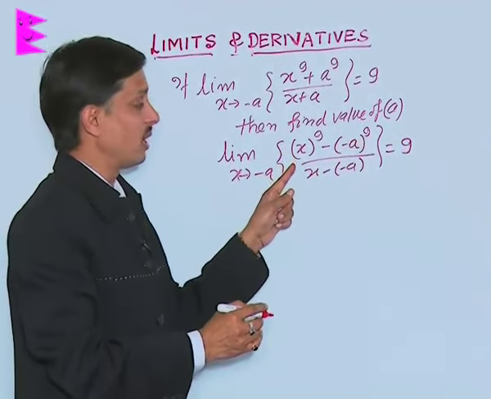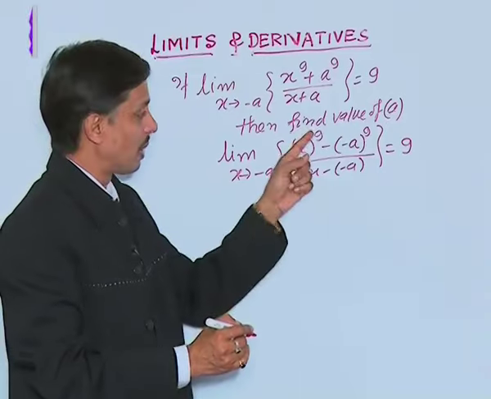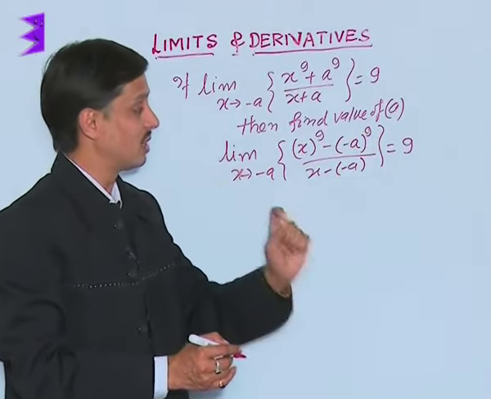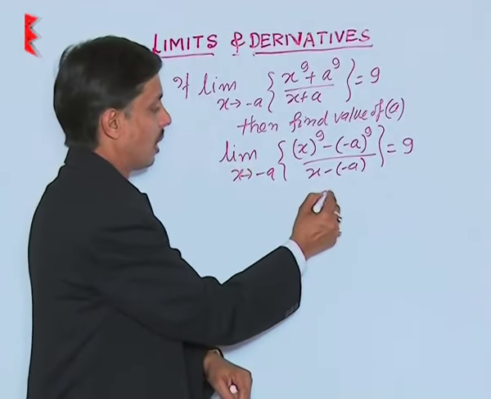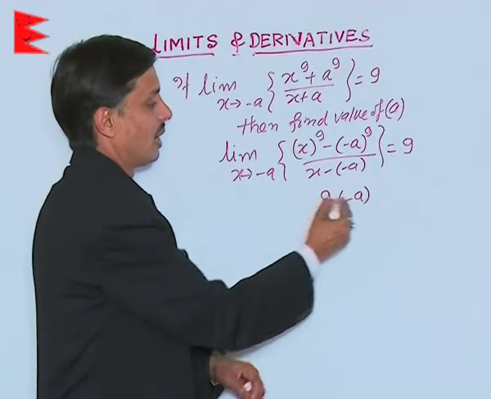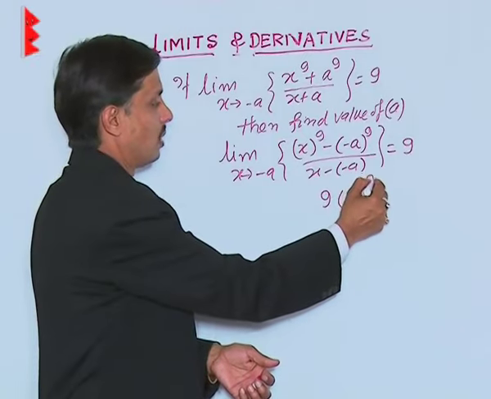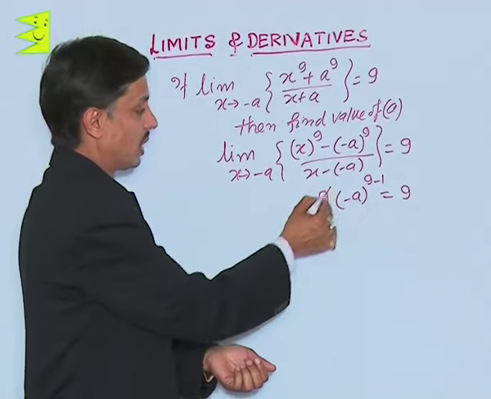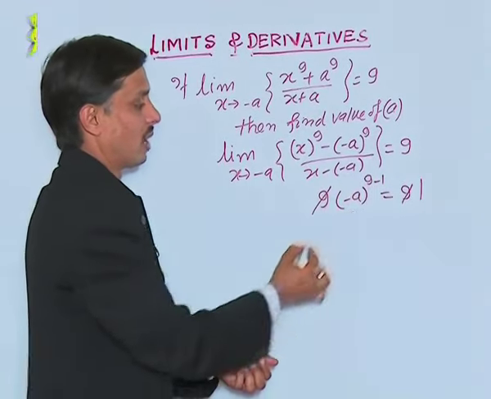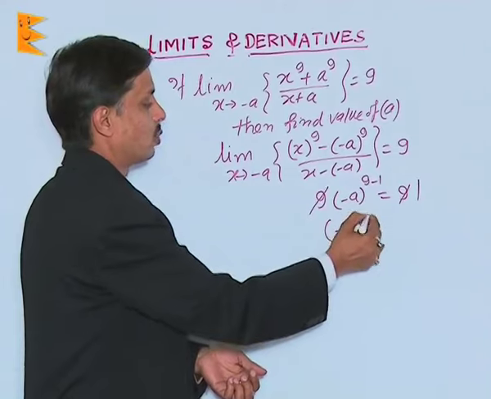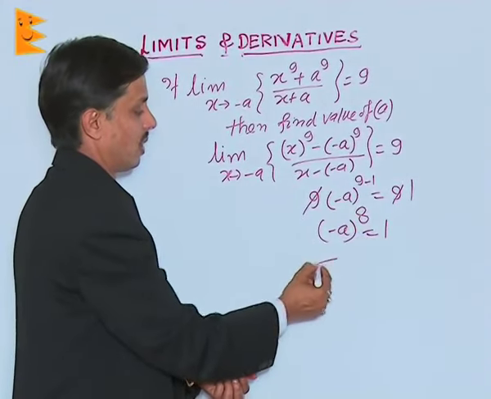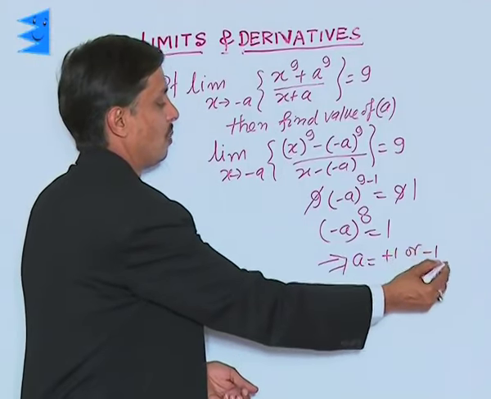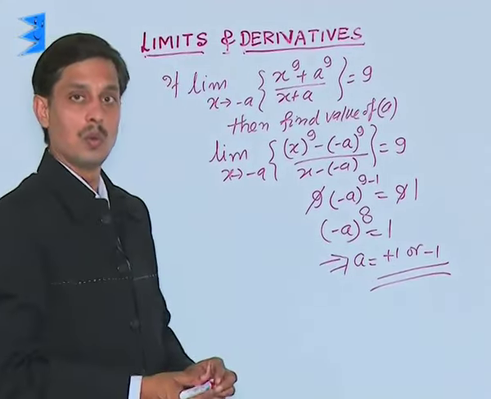We can compare it with (x to the power n minus a to the power n) upon (x minus a). The answer is n times a to the power n minus 1. Here n is 9, a is minus a, and n minus 1 is 9 minus 1, which is 8. So the 9 and this 9 will cancel, and we will get 1. So (minus a) raised to the power 8 is 1. This implies the answer for a may be plus 1 or minus 1.